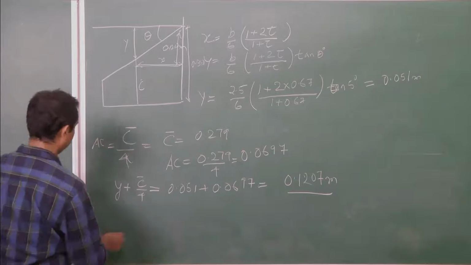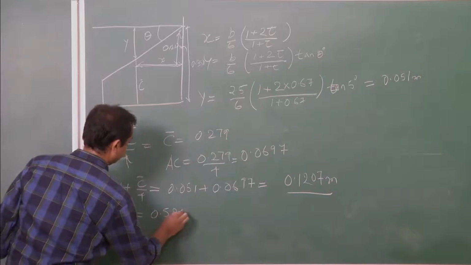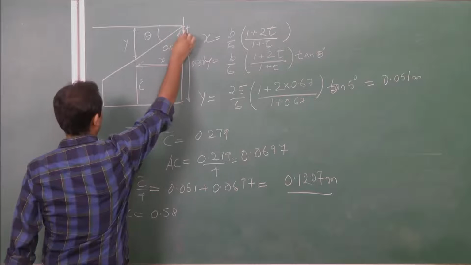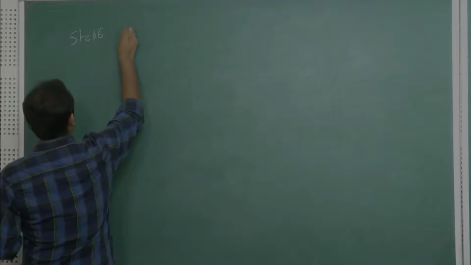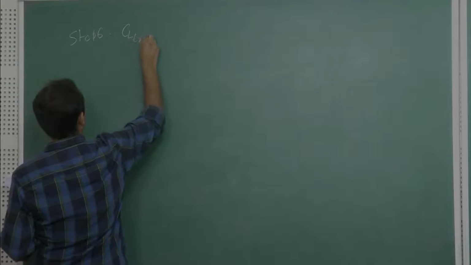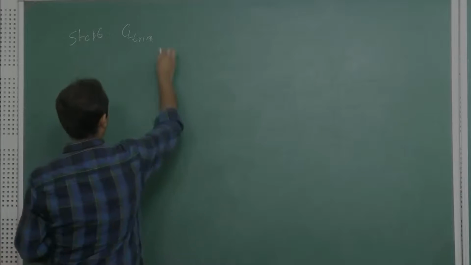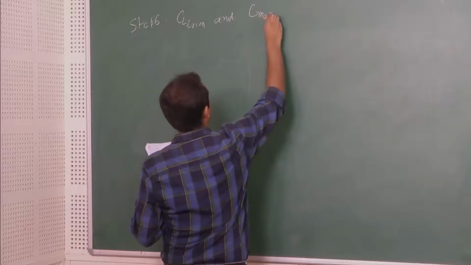If you want to calculate x, you can calculate, it will come to 0.58. After all this calculation, you have determined the location of AC from the horizontal line or from the starting of your wing position. Now after that, step 6 will be to calculate CL trim, or the particular value of CL at which you want to operate your aircraft, and what will be the value of Cm naught required.